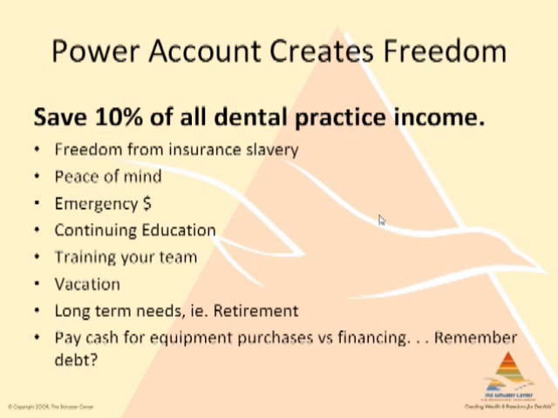Long-term needs like retirement, and eventually you get to pay cash for equipment purchases versus financing. And remember, we talked about that. It's one thing to go to a bank and ask for a loan to buy equipment, and you have no savings. They're going to charge you the highest interest rate because you're a big risk. It's a different thing to go to the bank and ask for a loan, and you already have the money in the bank as collateral. You say, I can pay for that cash if I want it right now. You can usually negotiate a rate on your loan that's significantly to your advantage.